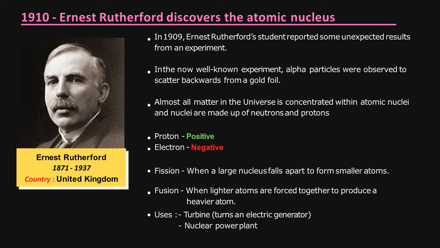Proton is positively charged, while electron is negatively charged. In any complete atom, the number of protons in the nucleus is precisely equal to the number of electrons orbiting it, meaning that the atom's total charge is equal to zero. When a large nucleus falls apart to form smaller atoms, the process is called fission. When lighter atoms are forced together to produce a heavier atom, the process is called fusion.